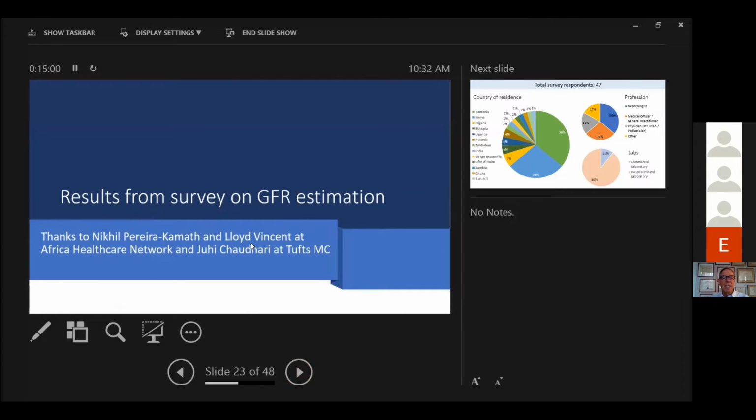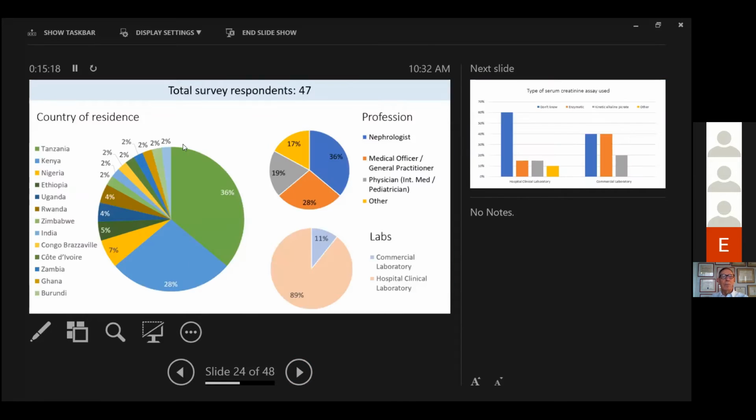Now, Nikhil and Lloyd were kind enough to distribute a survey to some of you on the results on how you estimate GFR in your clinical labs. And my research associate, Zui Chowdhury, compiled these results. And briefly, we had 47 survey respondents. The countries of residence are shown here, the most from Tanzania, Kenya, and Nigeria, and a scattering of other providers. If any of you are on the phone who completed the survey, I want to thank you very much. This is fun information to get.